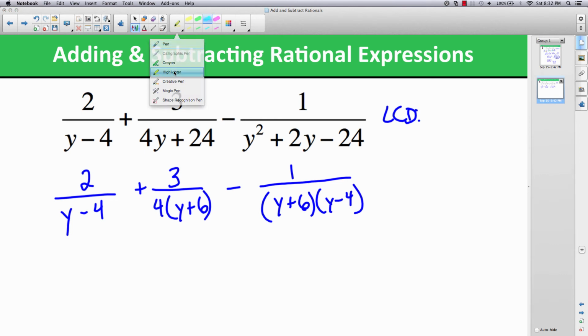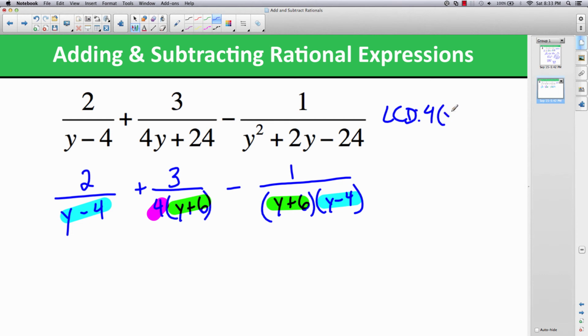So now we want to take a look at what our LCD would be. Remember, it needs to have everything. So we have y minus 4, y minus 4, y plus 6, y plus 6, and a 4. So it needs to have a 4, a y minus 4, and a y plus 6. So our LCD is 4, y minus 4, y plus 6.